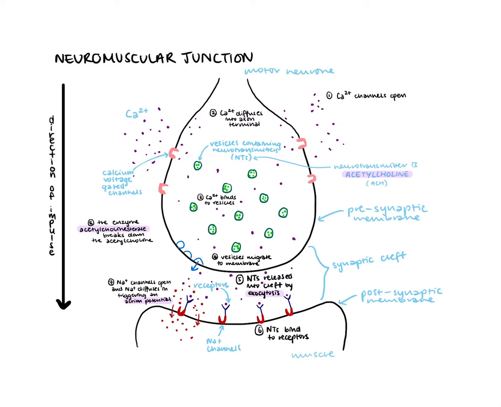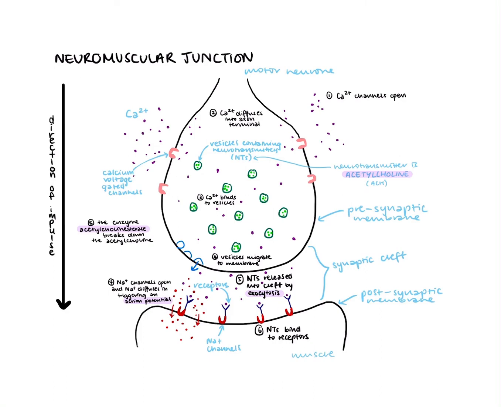The enzyme acetylcholine esterase, so acetylcholine with an esterase on it. You should know that anything with an ASE at the end is most likely going to be an enzyme. For example, lactose is the substrate, and then lactase is the enzyme. So the enzyme acetylcholine esterase will break down the acetylcholine, which was left in the synaptic cleft when it was released by exocytosis from the axon terminal. And that's essentially synaptic transmission.